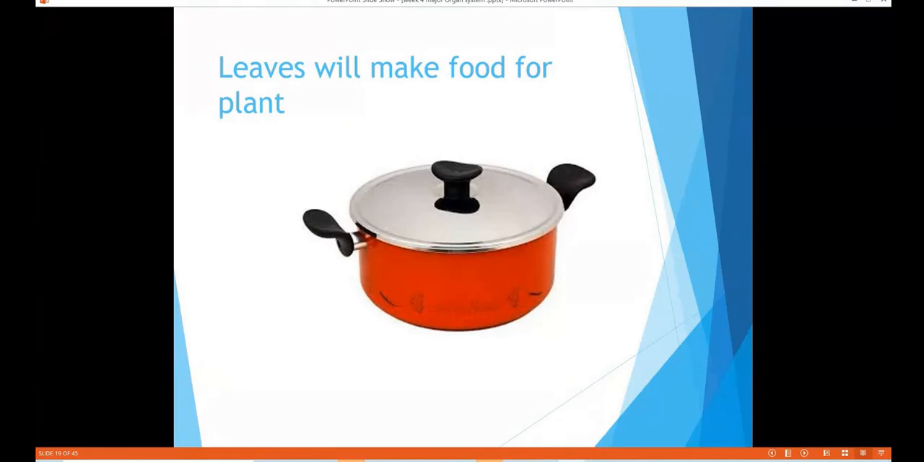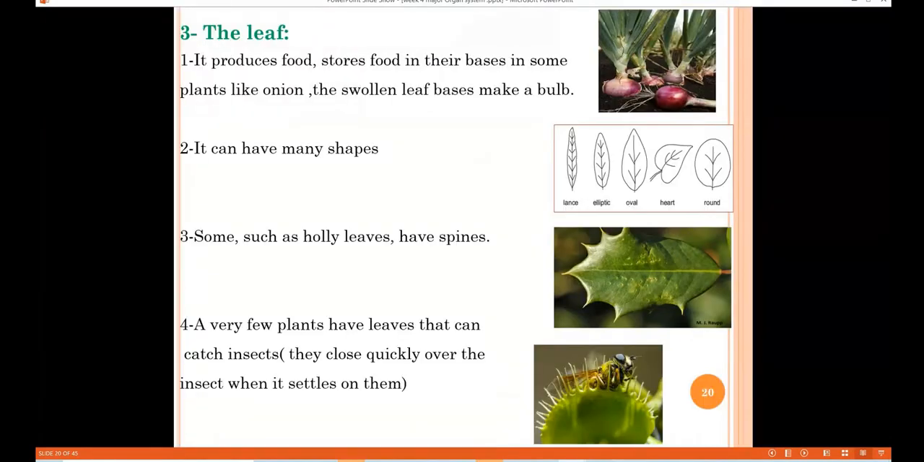a Venus flytrap. As you can see in this picture over here, the Venus flytrap eats insects. Whenever an insect tries to land on that particular leaf, it closes. Then it produces enzymes with the help of which the insect is digested, and it absorbs the nutrients of that insect. Such leaves which swallow insects are examples of leaves like the Venus flytrap, and these are examples of holly leaves which have spines.